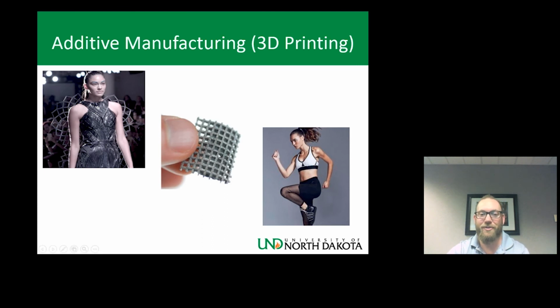Here's a picture of a 3D printed SMA. And then this is a picture of the sports bras that have SMA material embedded into the neoprene. As your body temperature increases, it opens up vents to allow it to cool down. And when your temperature goes down, the vents shrink up and close.